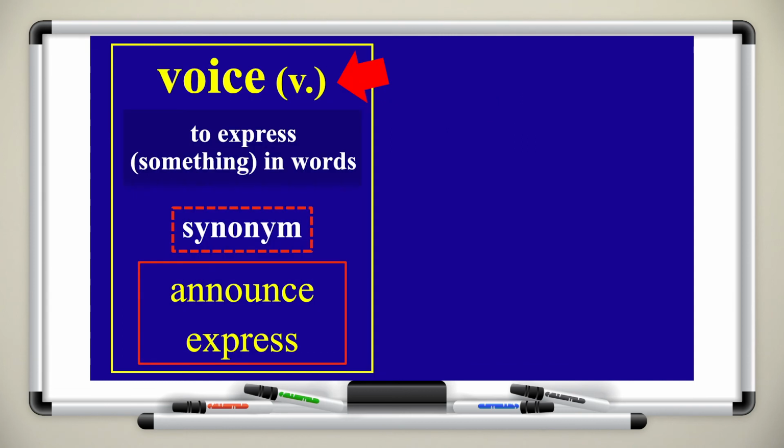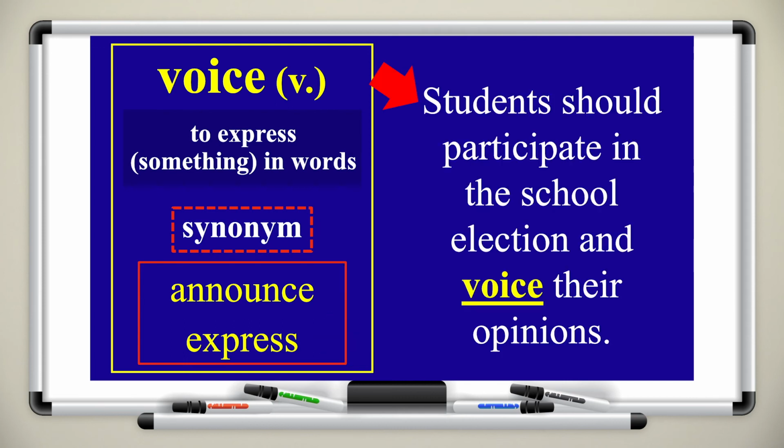The next item is voice and it's a verb and it means to express something in words. Another word for voice is announce or express. For example, students should participate in the school election and voice their opinions.